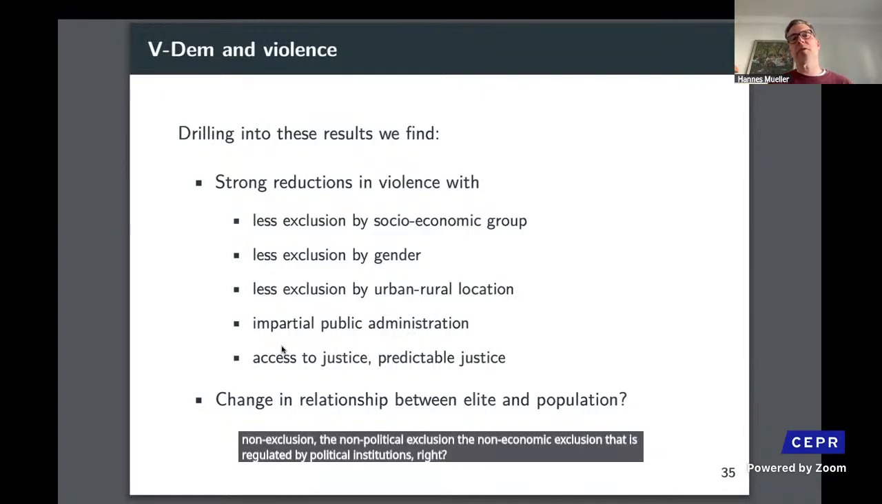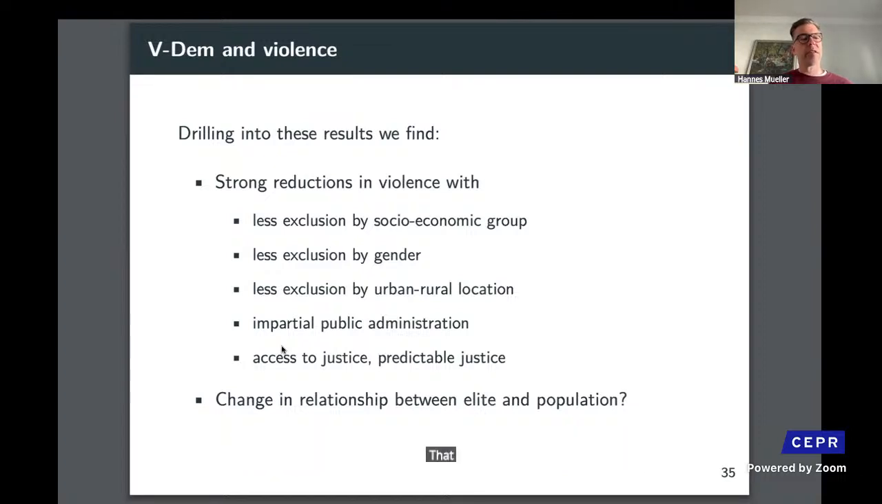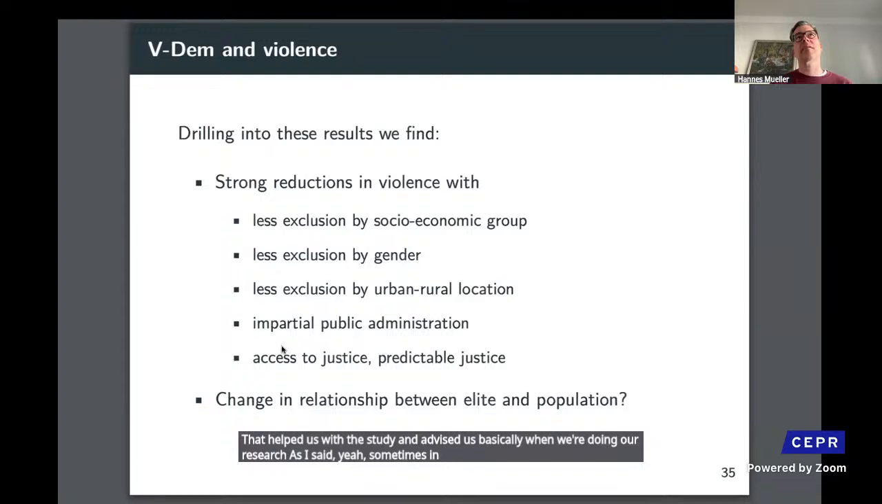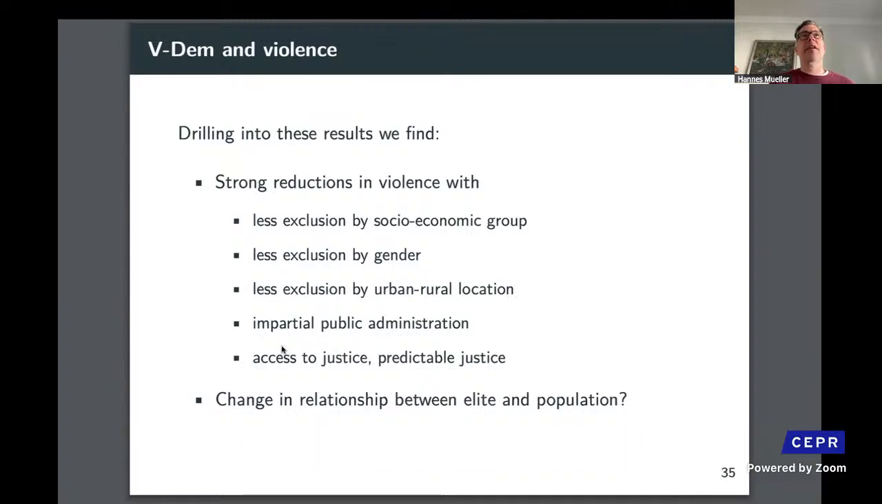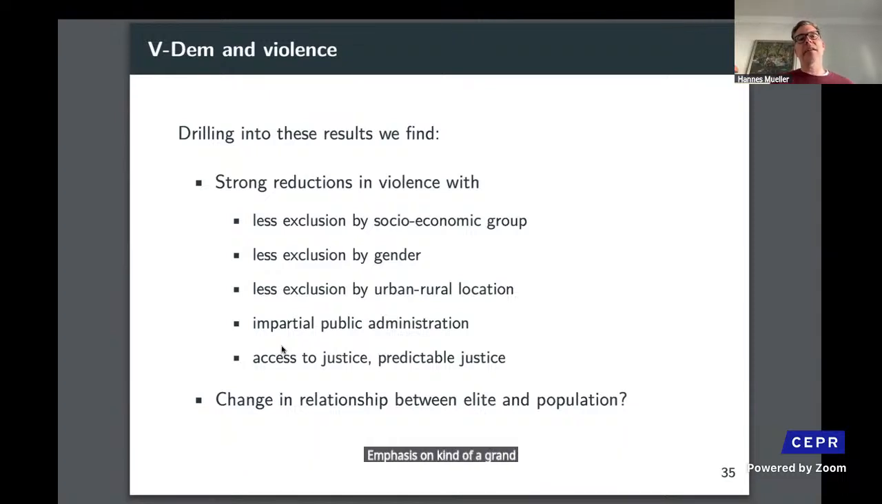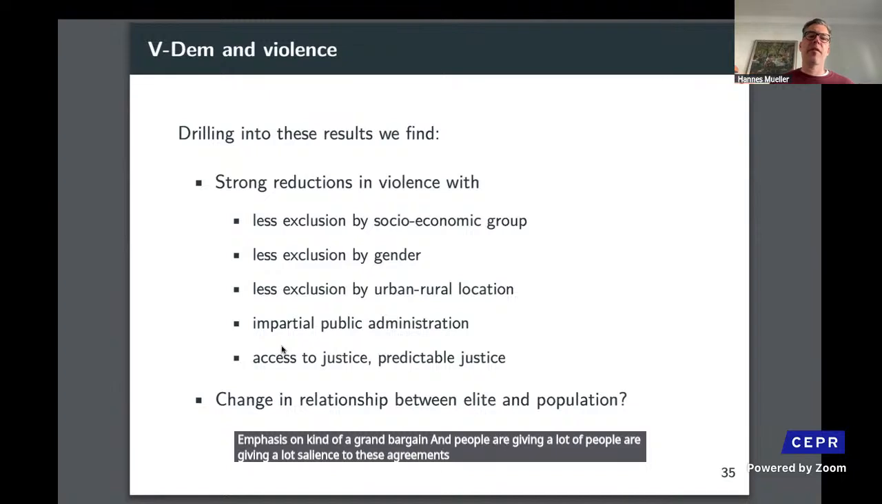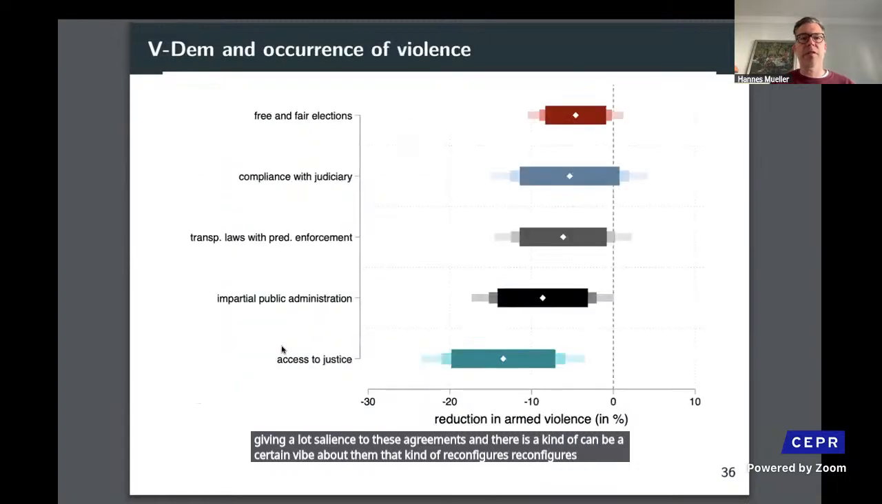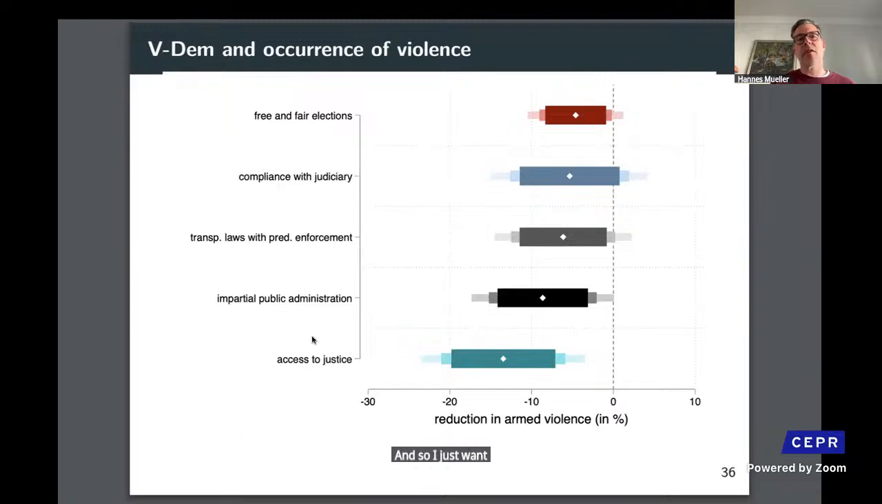And some of the people we talked to at the German Federal Foreign Office, who helped us with the study and advised us when we were doing our research, also said that sometimes there is a constitutional writing moment, not always, but especially in these comprehensive agreements. There's a big emphasis on a grand bargain, and people are giving a lot of salience to these agreements, and there can be a certain vibe about them that reconfigures institutions significantly.